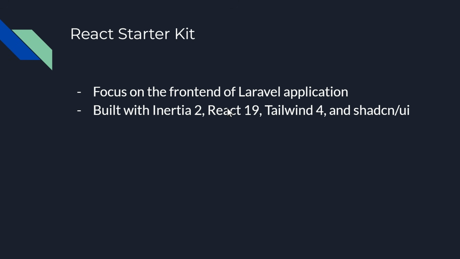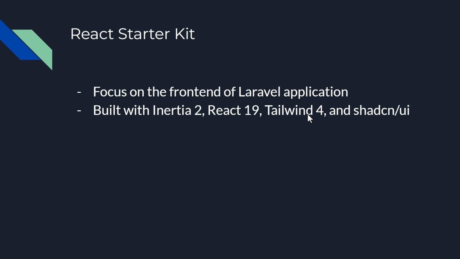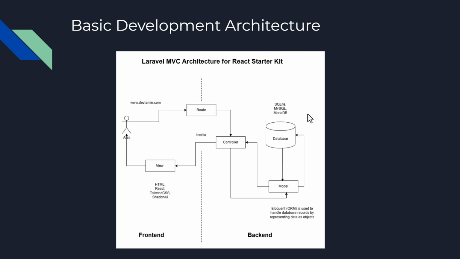When we talk about React Starter Kit in Laravel, we actually talk about programming in the front-end application of Laravel. React Starter Kit in Laravel is built with Inertia 2, React 19, Tailwind 4, and Shadcn UI. I think you need to have some basics of React and Tailwind so you can understand this tutorial easily. Let's take a look at the Laravel MVC architecture diagram over here. I will use this diagram during coding to explain you how things work. It will help you understand Laravel easily.